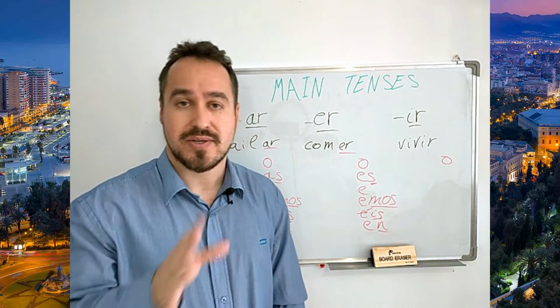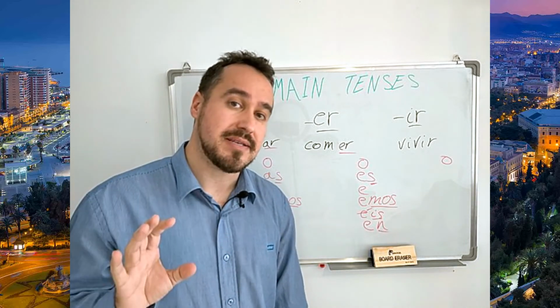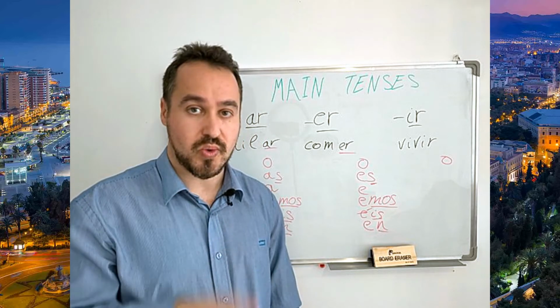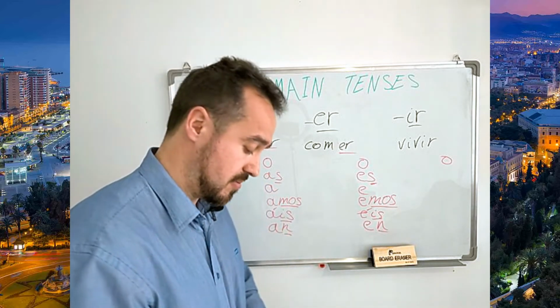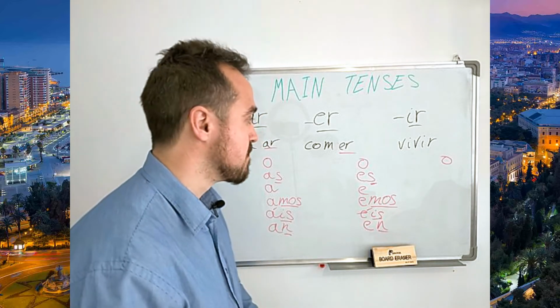And the good thing about this is that you don't need to say I, you, he all the time. So in Spanish, you can basically drop yo, tú, él, ella, nosotros. You don't really need those in Spanish. We tend to drop them.